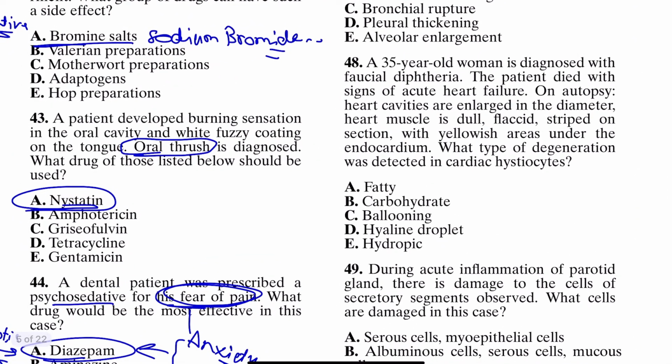Here we see a classical question about dystrophy, and we see yellow areas in the endocardium. So it means yellowish areas, there is fat in the endocardium, fatty dystrophy, fatty degeneration.